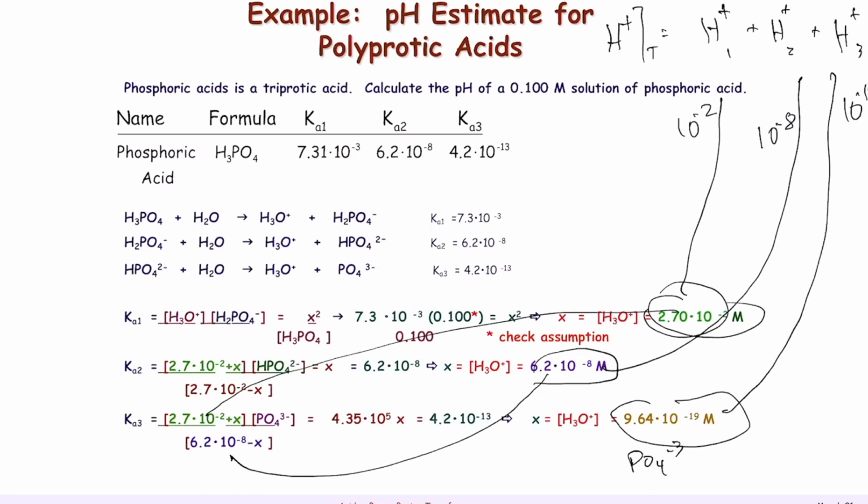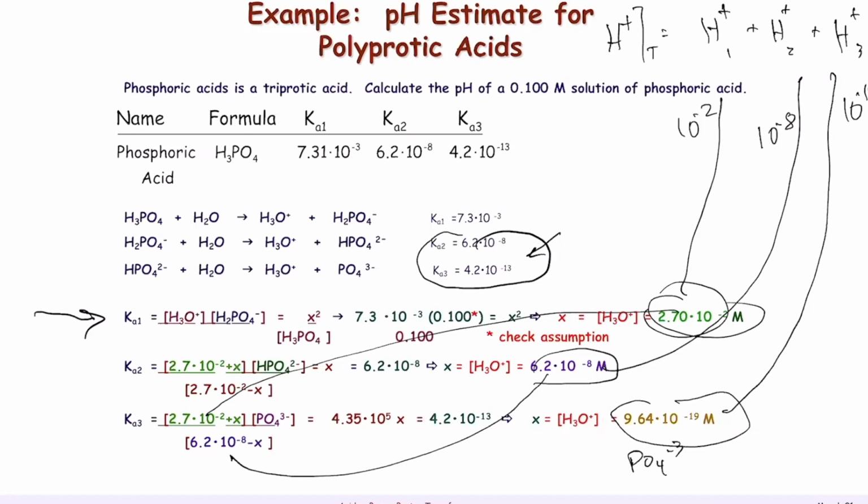If the question were simply, what is the pH of the solution? You've got your answer in the first equilibrium. You don't have to go through the second and third. Why? Because these are so small, they're not going to contribute very much to the first. Okay, that's what I want you to remember.